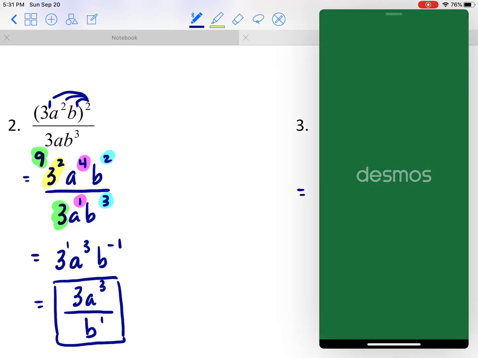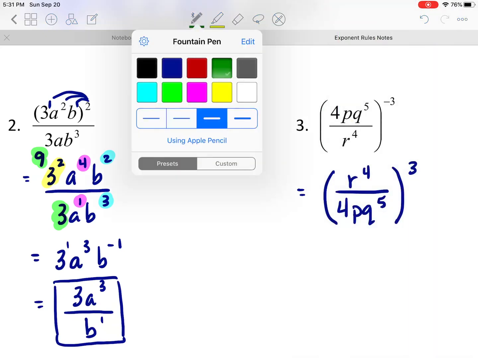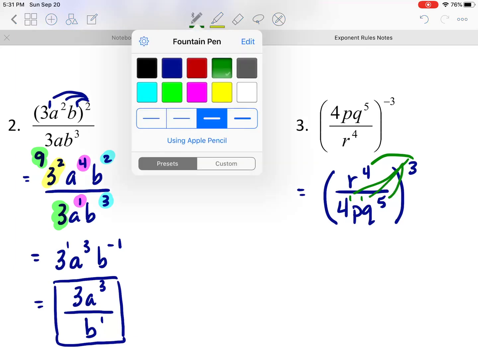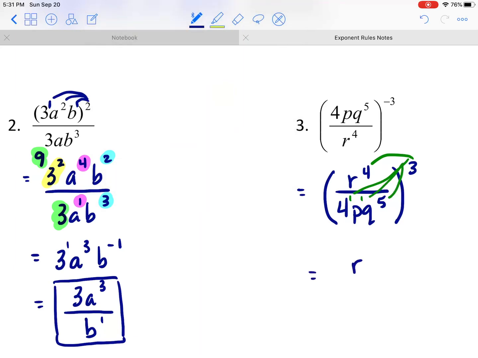Okay, now we can use our power rule. And the power rule, oops, go away calculator. The power rule says multiply all of our exponents. So we got an exponent here. We're going to multiply that one, that one, that one, and that guy. So we're going to have r to the 4 times 3 is 12 on the top, and then 4 to the 1 times 3 is 3 on the bottom. P to the 1 times 3 is 3, and Q to the 5 times 3 is 15.